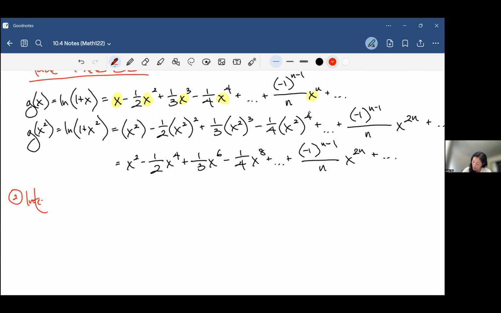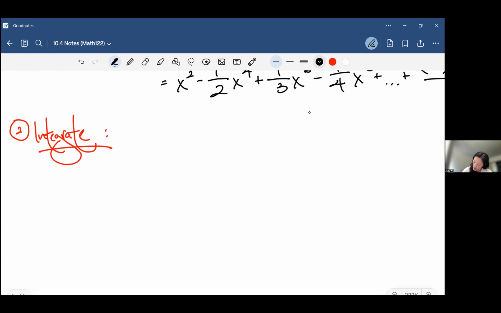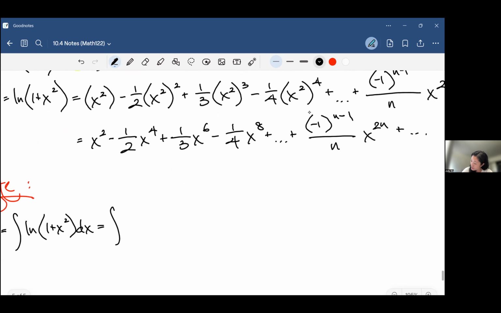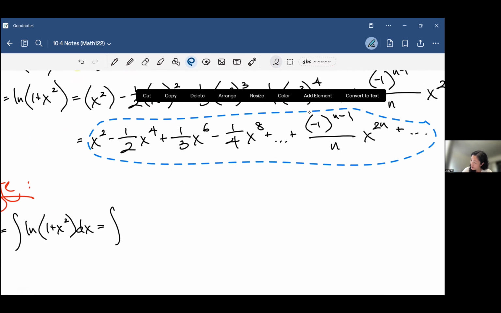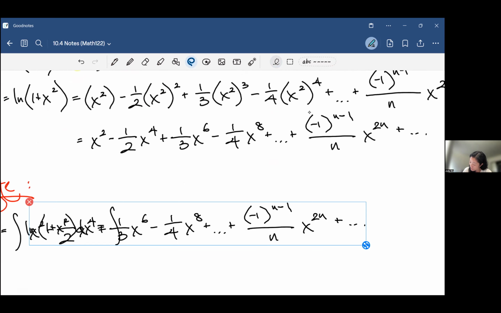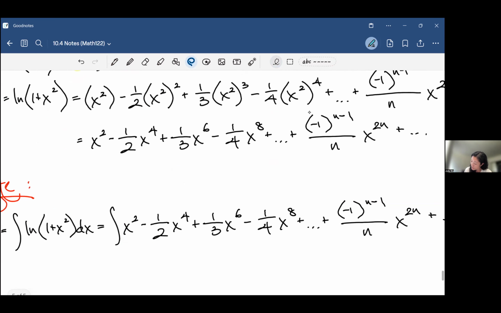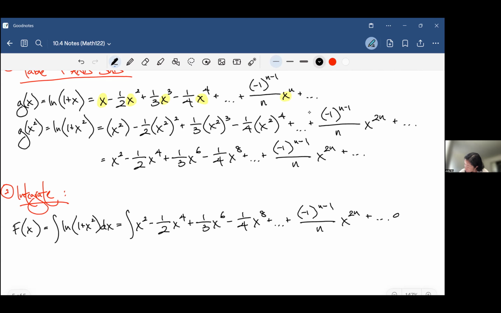Now I'm going to integrate. And I'm not going to worry about my bounds yet. That'll be in step 3 when I plug in my bounds. Okay? So my f of x equals the integral of natural log of 1 plus x squared dx, which is the same as saying the integral of, I'm going to be a little lazy here, this Taylor series approximation. Okay? All right, so I know that I'm approximating.